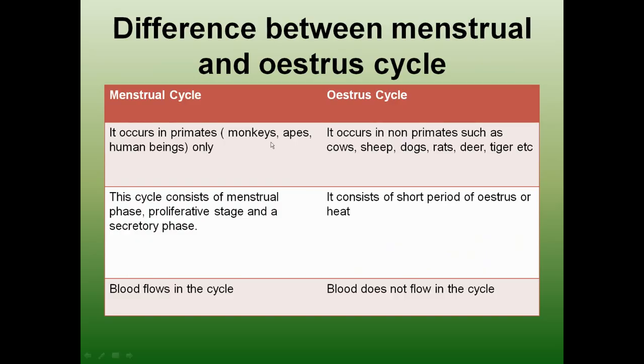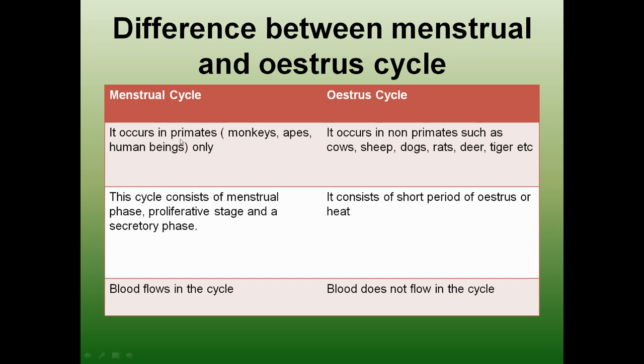Now comes the difference between menstrual and oestrous cycle. First of all, students, you need to understand that these cycles occur in the body of the organism only when the egg is unfertilized. If a fertilization event happens, the egg is going to produce the embryo and later on the young one. So these cycles are exclusive for unfertilized eggs, and these eggs are produced by the female body. So these are the cycles which occur in the female body.